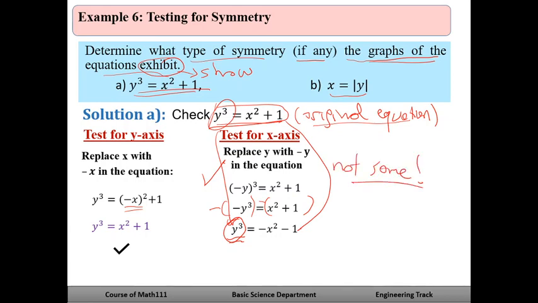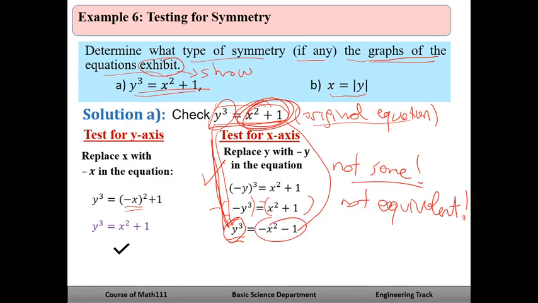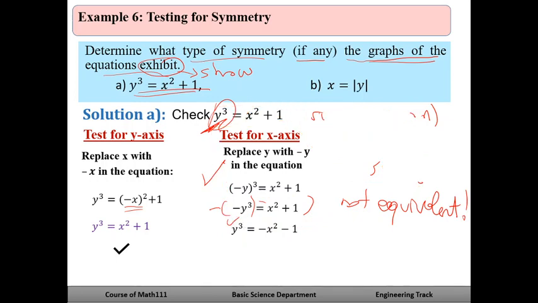So we say they're not the same and not equivalent. The y cubes are the same, but these are not the same. If they're equivalent, they have to give the same equation for the same variable. So then what we say is the test fails here. The test for the x-axis fails, so there's no symmetry for the x-axis.